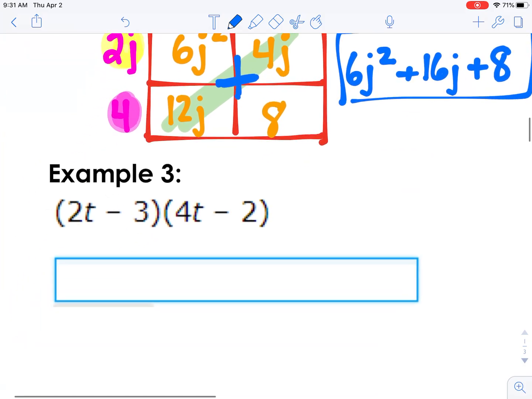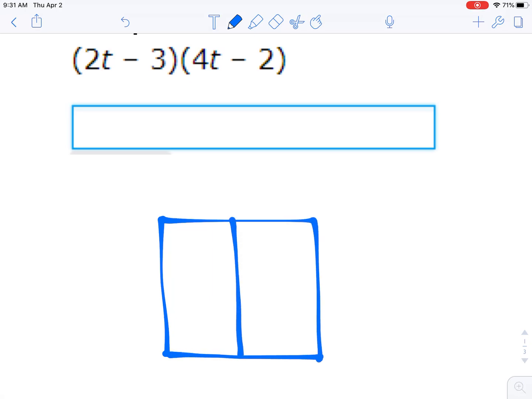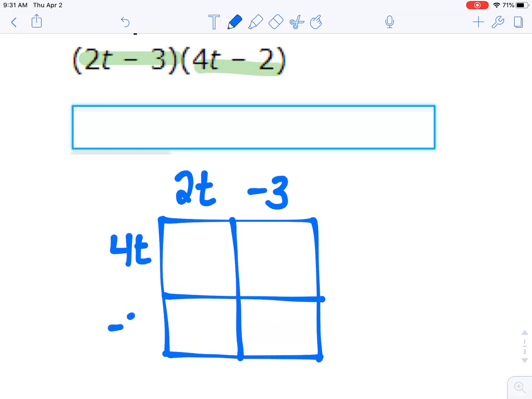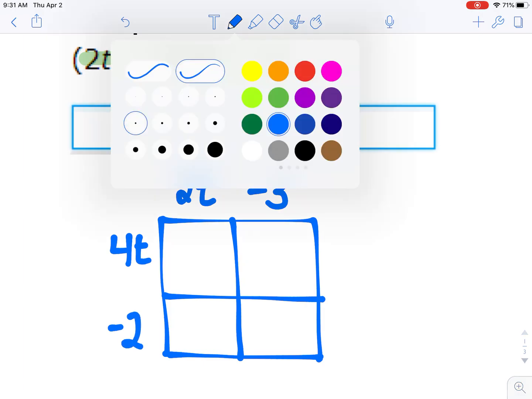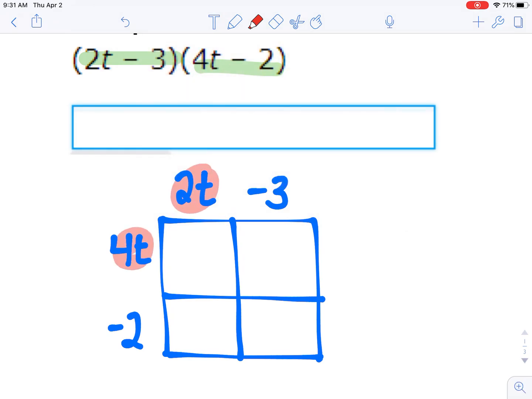Let's try one more just like that. See how you have two terms by two terms. So we're going to create a box, a 2 by 2 box. Doesn't matter what goes along the top or side for which parenthesis. I'm going to put my first parenthesis along the top, and then my second parenthesis along the side. And we are going to multiply. I'm going to take this 2t times 4t. 4 times 2 is 8. T times t, we're going to add the exponents of 1 plus 1 to get 2.